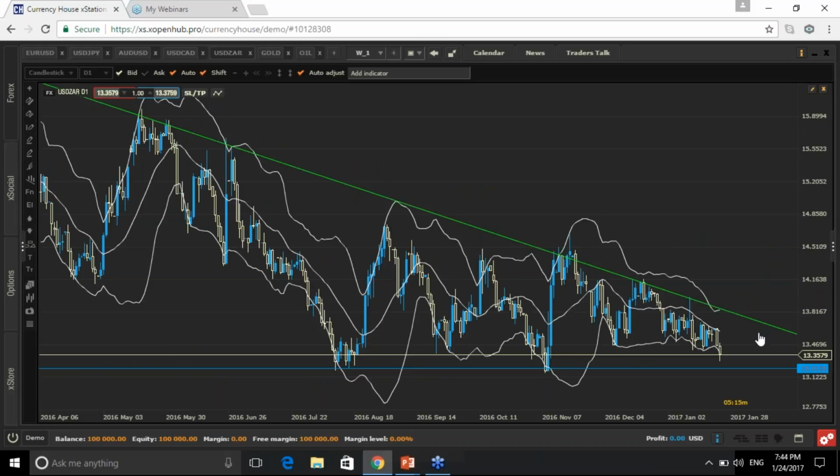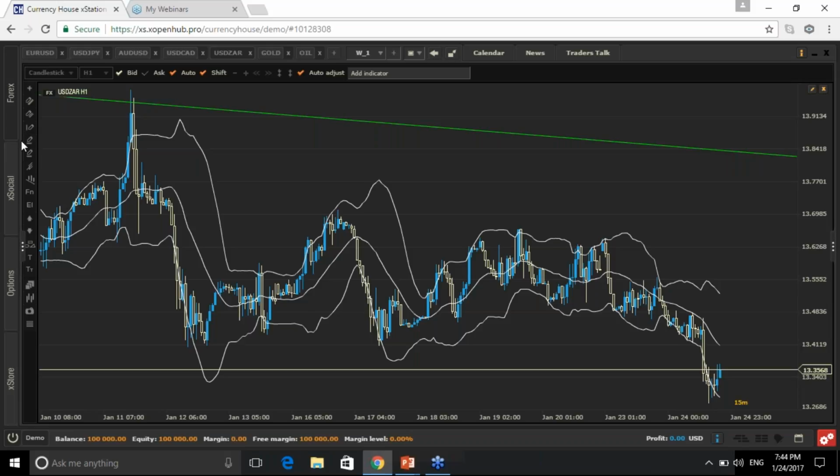If we talk about the ranges, the daily range to sell this pair is 13.8. As you can see, the green line we made, and the Bollinger Bands upper range is showing almost the same picture. Okay, let's take a look at the 1 hour chart.